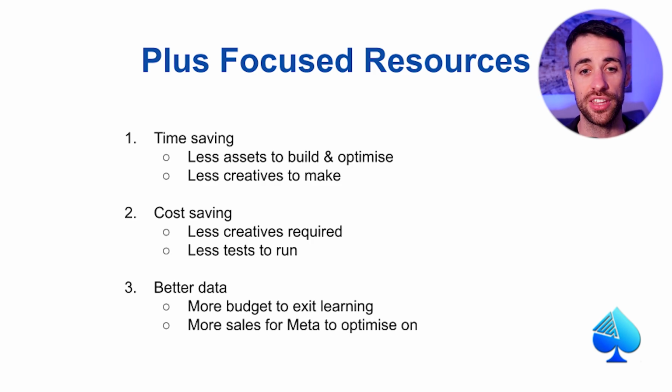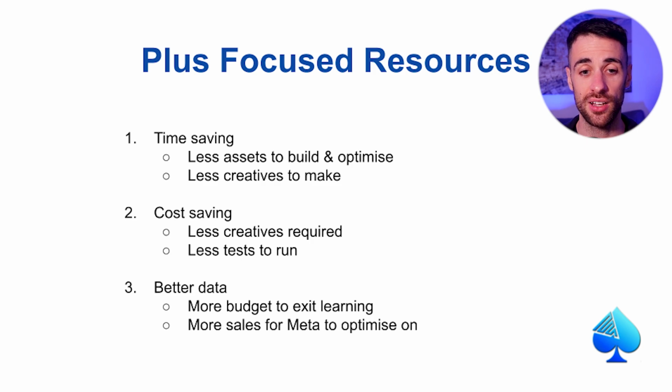So there's a time saving to that, less assets to build and optimize in Ads Manager. You've also got less creatives to make because you're only making creatives for a couple of products rather than absolutely every product. You have a cost saving. There's less creatives required, which means you don't spend as much money making one version for every single product. And there's less tests to run, which also means less wastage in ad spend doing these tests because you can share the learnings that you have in the early tests with future products you then introduce as you scale.